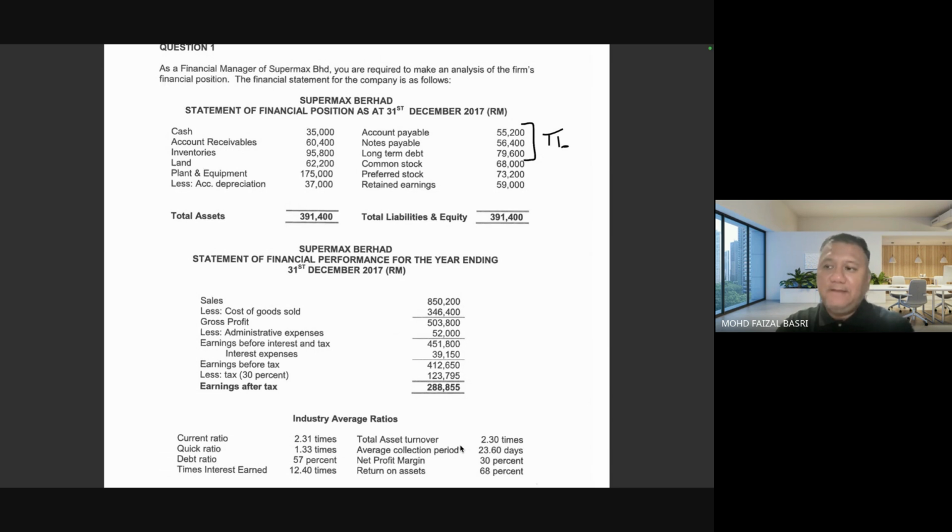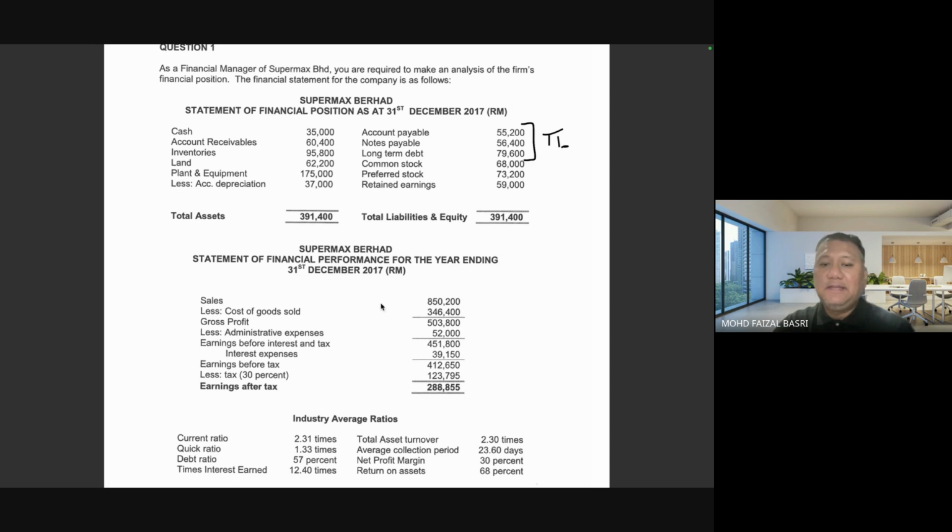Okay, even though we have 5 different ratios, tetapi during the final exam punya time, selalunya dia keluar 2 je. They will ask only 2 ratios. So dalam case ni, they ask total asset turnover. So again, without looking at the formula just now, you see the turnover, you remember this is sales, and then we have total assets. Okay, so we need 2 information, the total assets and also the so-called sales.